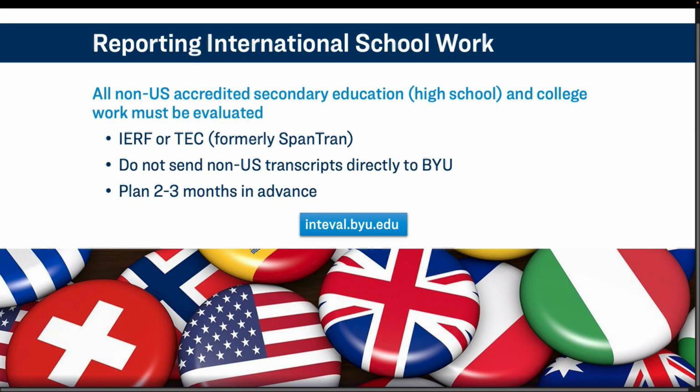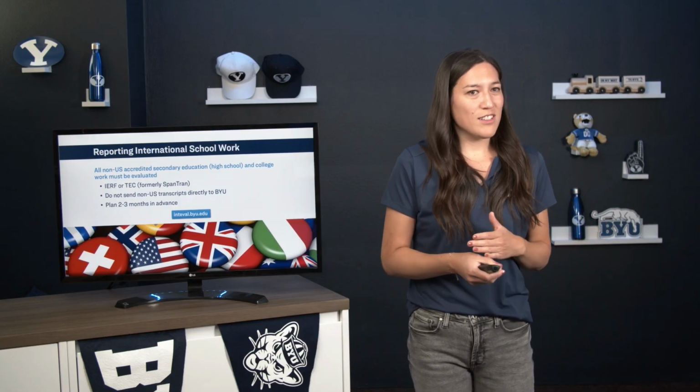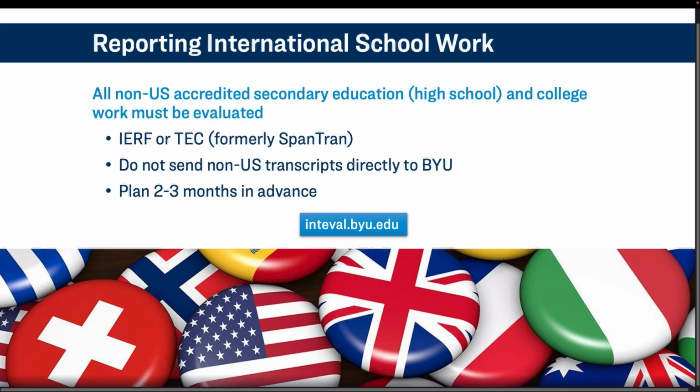In worst case scenarios, these evaluations can take up to 2 to 3 months to complete, but ideally, on average, we see them completed between 2 to 4 weeks. But still, just to avoid any issues of missing deadlines or things like that, we would encourage you to start this evaluation process as soon as possible, at least 2 or 3 months in advance of any BYU deadlines.